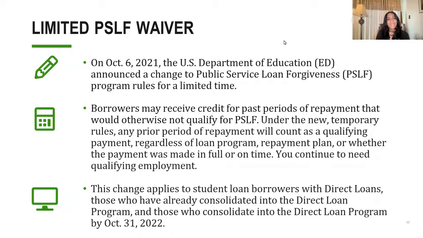And the big thing is, when I say we don't care about loan program, we are giving borrowers credit for pre-consolidation time in repayment. So if you previously had Fell or Perkins loans and you consolidated, you can now get credit for the time prior to consolidation. And if you consolidate now because you still have those Perkins or Fell loans, you can get credit for the time all the way up until consolidation. So you don't have to start at zero anymore. And that is the big change. That is how we get so many borrowers to forgiveness and so many borrowers closer to forgiveness.